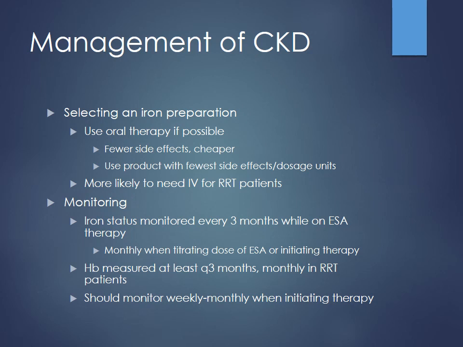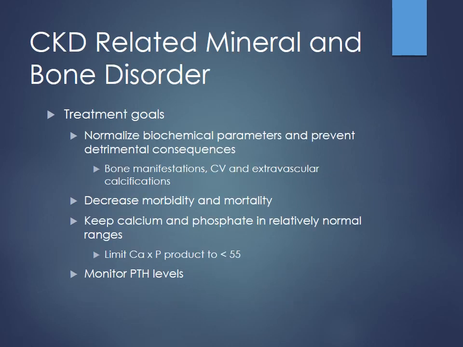So any questions on that specifically? Again, if they're on an ESA, they probably need to be on some type of iron supplementation. IV is going to be more preferred for RRT patients just to make sure that they can have those adequate stores, because they're going to be losing more blood anyway. Okay, I think I'm going to go ahead and cut it there.